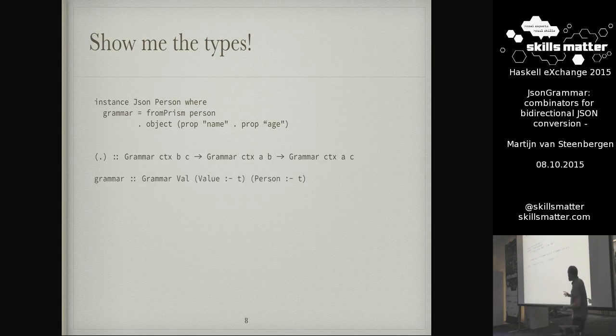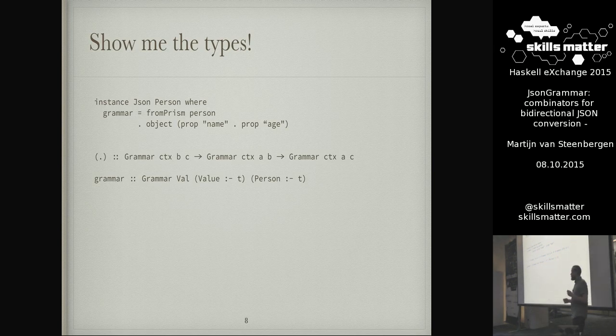The type of the grammar that is being generated is a value grammar that converts between a JSON value and your own data type, your person data type. So remember, this is bidirectional, so you can read this in either direction. Either you're parsing and you go from left to right, from value to person, or you're serializing and you're going from person to value.